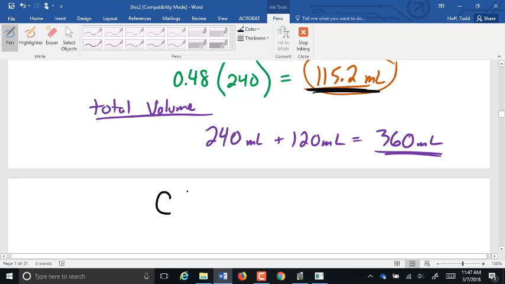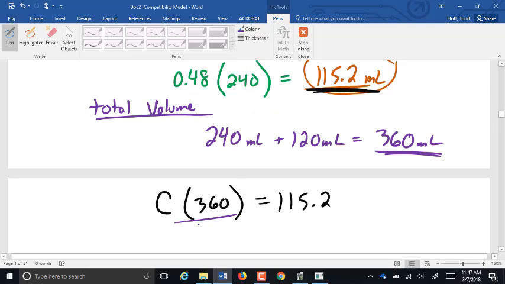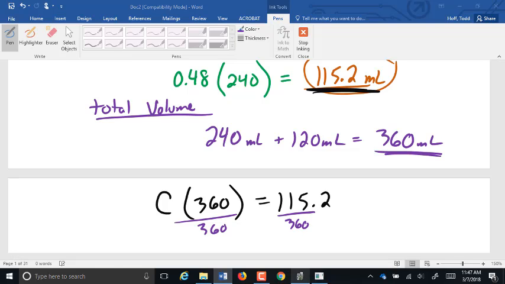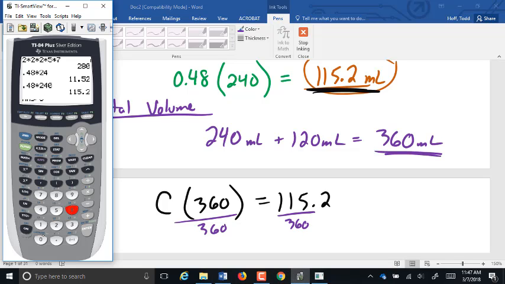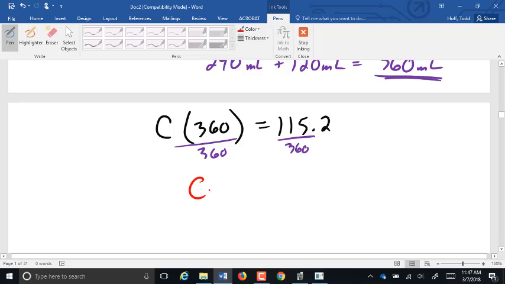So our new concentration times that new volume of 360 equals 115.2. We can solve this for our new concentration by dividing by the 360. So we divide this by 360, gives us 0.32. So our new concentration is 0.32 or 32%.